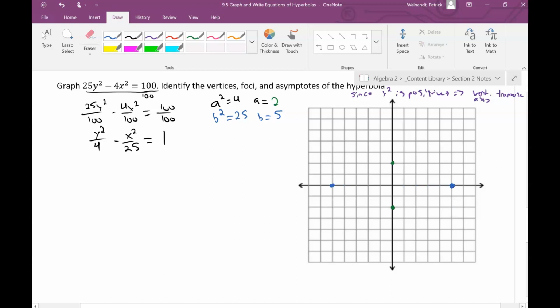And now we want to identify the vertices, foci, and asymptotes. Our vertices we can already get. They're going to be values that lie on the y-axis, so 0 and then plus or minus 2: 0, positive 2 and 0, negative 2. So we found that.